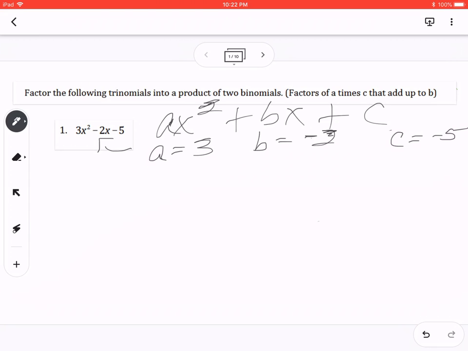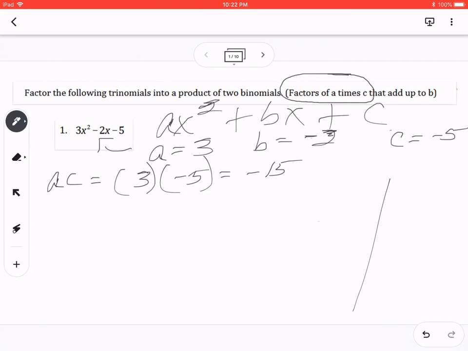When we have trinomials that have a values that are greater than 1, we need to look for factors that multiply not to be c, but multiply to be a times c. Since your a value is greater than 1, the new procedure is that you first have to figure out what is a times c. In this case, a is 3, and c is negative 5, multiply to be negative 15. We have to think about all the integers that multiply to be a negative 15.